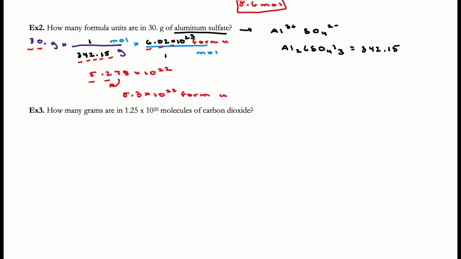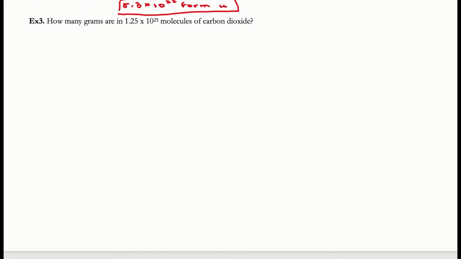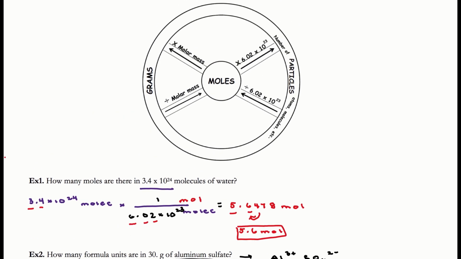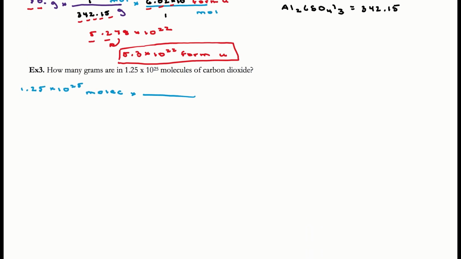Okay, let's look at the next problem. For the next one, it asks how many grams are in 1.25 times 10 to the 25th molecules of carbon dioxide. So I'm first going to write my given, which is 1.25 times 10 to the 25th molecules. And let's go back and look at my chart in order to determine the steps I need to make. Well, I give you molecules, so you're starting over here. So I need to go from molecules into moles, then from moles into grams. So it's going to be a two-step problem again.